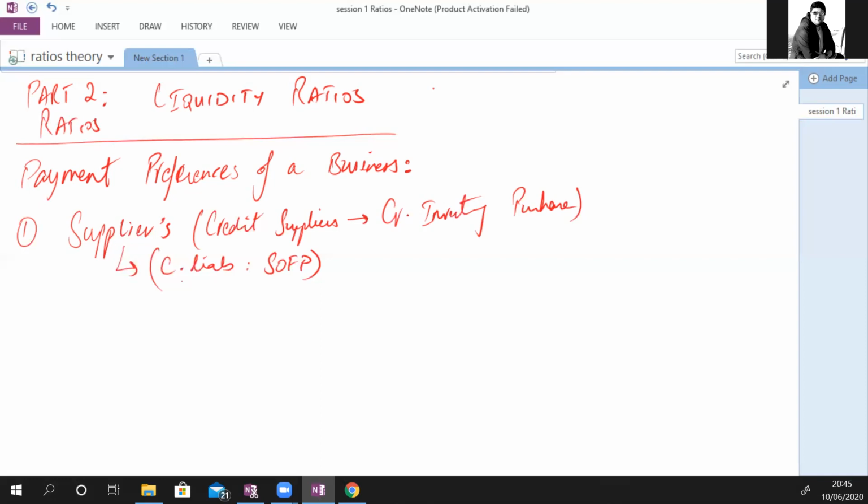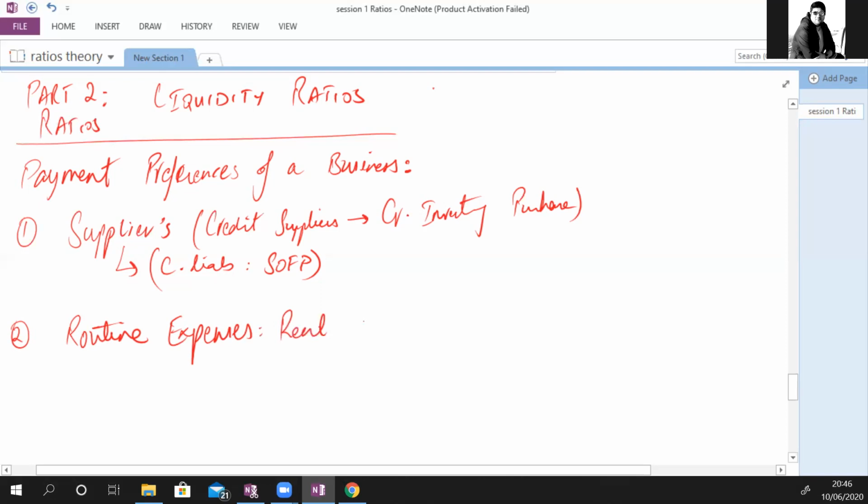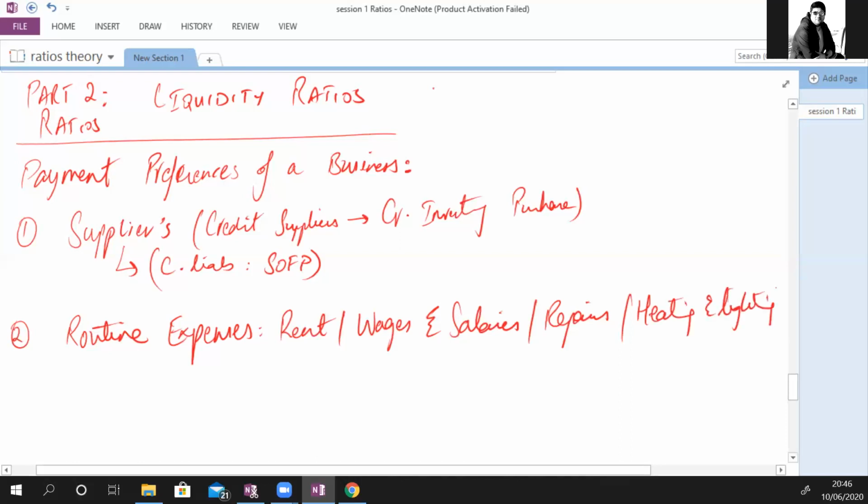Okay. The second preference for a business for payments would be routine expenses, which includes rent, wages and salaries, repairs, heating and lighting, and etc. etc. And the list goes on.